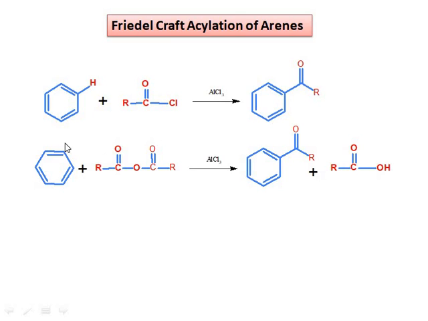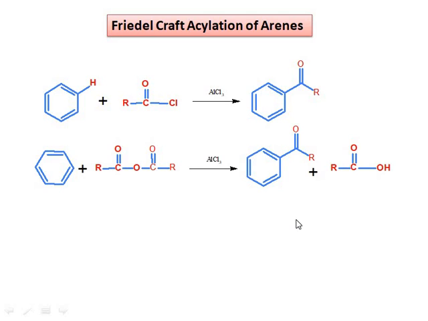Another reagent can be used: benzene can be treated with acetic anhydride in the presence of aluminum chloride, and therefore the acyl group can be introduced at the benzene ring to form the ketone, and the remaining part, RCOOH, that is acetic acid, will be eliminated.